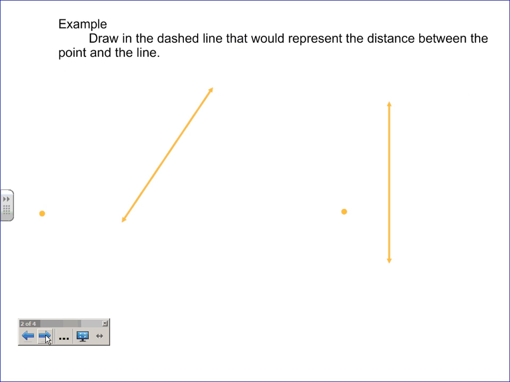So what I would like you to do is try those two right now on your own. And I would like them to be dashed, if you would please. And dash that line or segment that would represent the distance between these points on that. So these two on the left go together, and the two on the right go together, the dot and the line. So give it a shot.